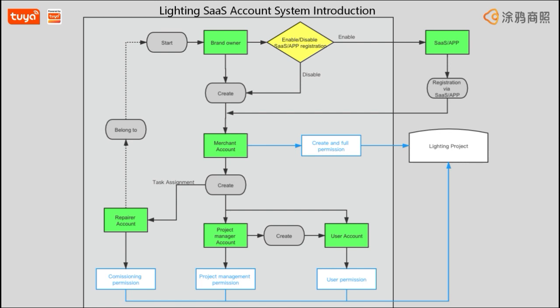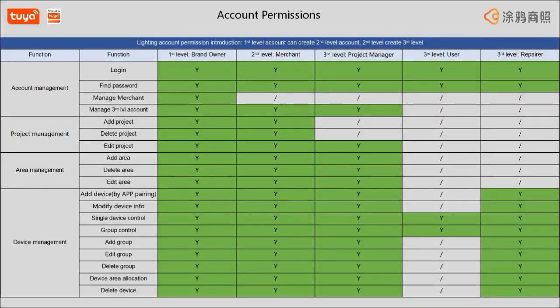These three accounts cannot create a project. They can only have specific permissions in the project, and also the project that they are allocated by the merchant account. Let's take a look at the details of the permissions.